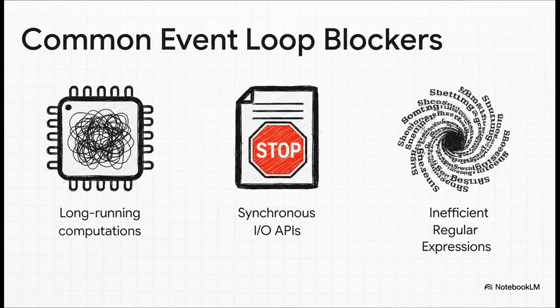And these are the usual suspects. A big, long-running calculation, using a synchronous file read API instead of the async version, or even a really badly written regular expression that gets stuck in what's called catastrophic backtracking. Any one of these can completely tank your application's ability to respond.